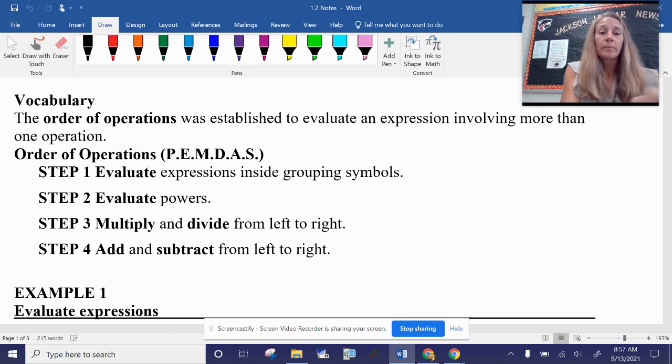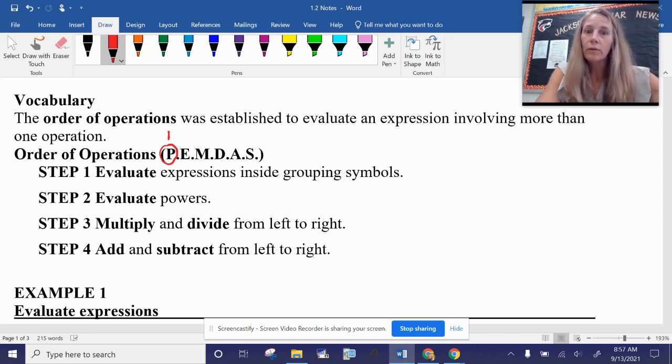The first step is to evaluate any expressions that are inside grouping symbols. Usually we say this first step is parentheses, and that's what the P is standing for. The grouping symbols could also be brackets or other forms of grouping symbols, but anything inside grouping symbols must be done first. If there are multiple sets of grouping symbols, whatever's inside is done first, and then you work your way out.